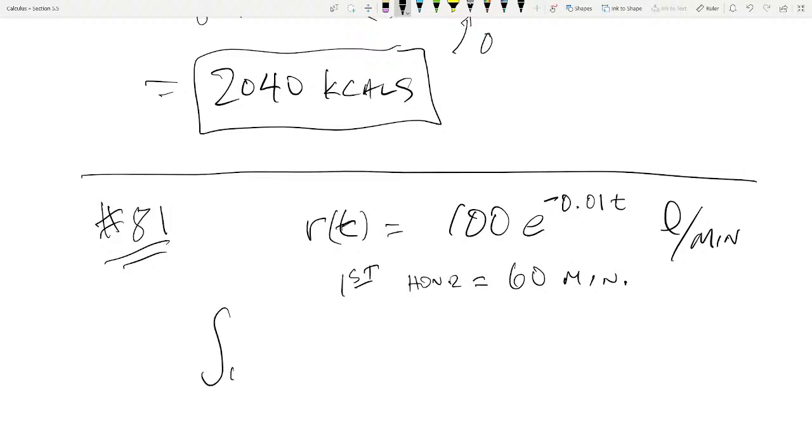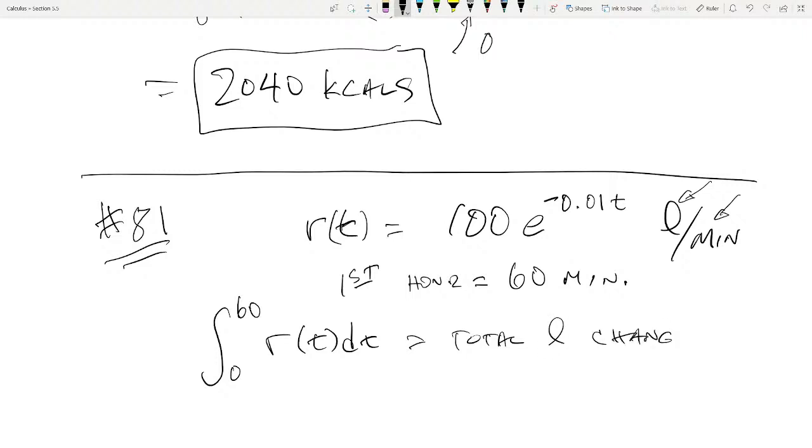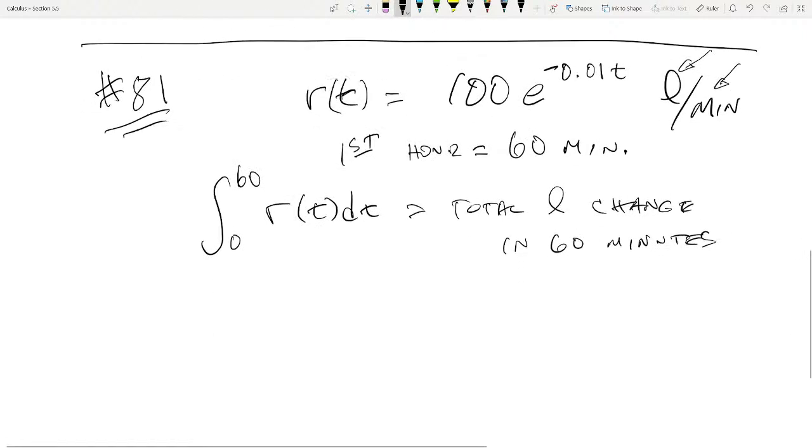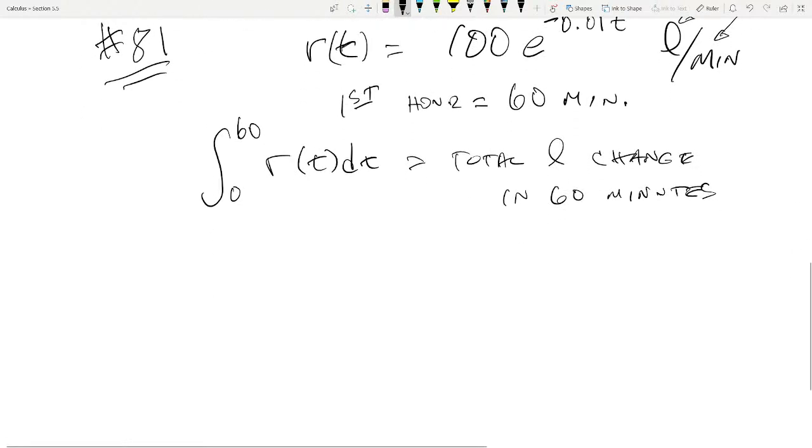So we're doing an integral from 0 to 60. We're going to put R of T in here. Since this is in liters per minute, what this is going to give us is the total liter change in 60 minutes, the net change. Put it in, 0 to 60, we have 100, let's put the 100 out here.